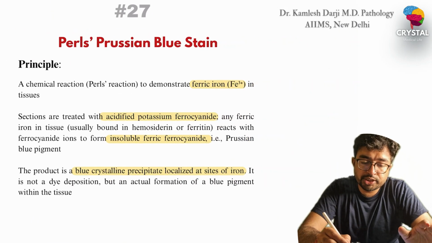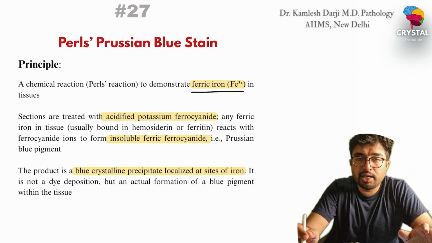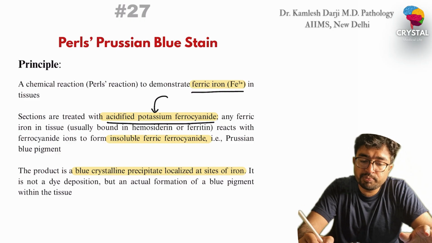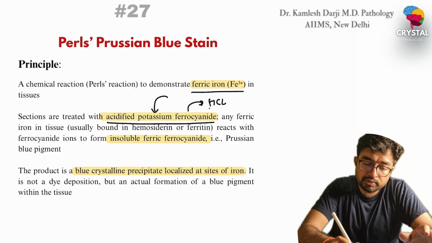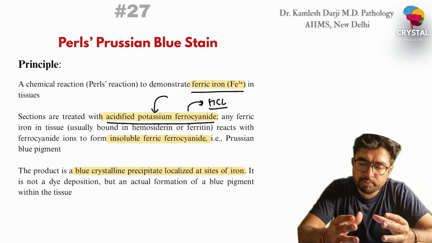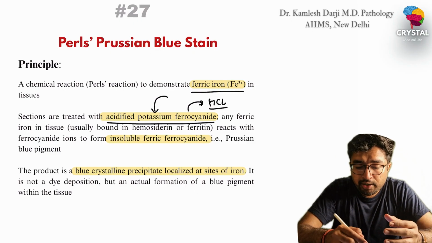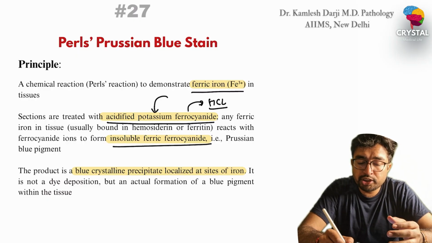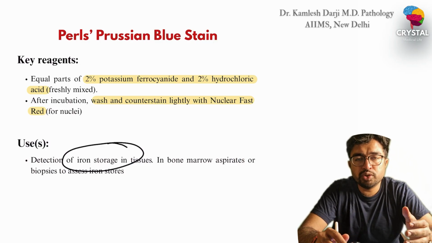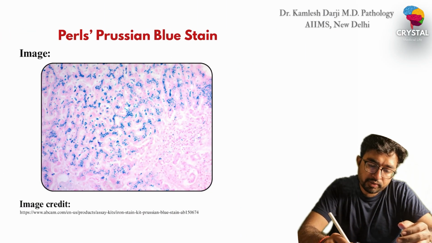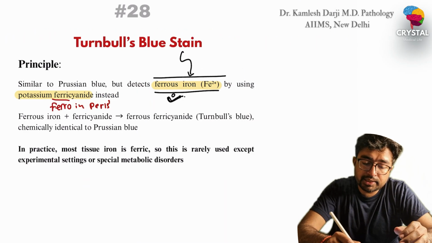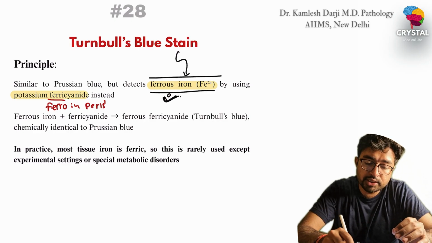Next is Perls Prussian blue stain. It demonstrates the ferric ion Fe3+, and we are using acidified potassium ferrocyanide via HCl. So if there is any ferric ion in the tissue, it will bind to this potassium ferrocyanide and make the insoluble ferric ferrocyanide, which is a Prussian blue pigment, and is used to detect the iron storage in the tissue. So we use it in bone marrow biopsies. So you can see how it looks like. Next is Turnbull's blue stain. It detects ferrous ion. So it is a research stain.